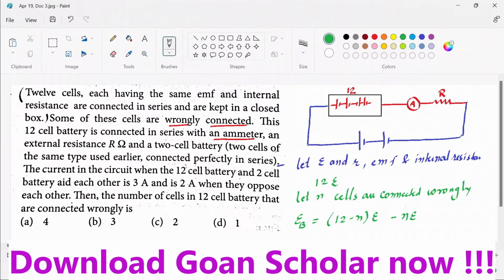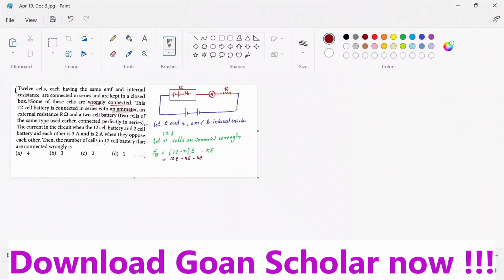Okay. So can we simplify it further? We can write it as 12E minus NE minus NE. Let me minimize and make some space here. So what will be the equivalent EMF of the box? It will be 12E minus twice NE. I hope this is clear.